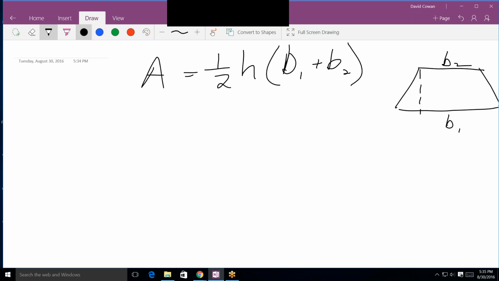We have to solve for base 2. Okay? So first I have to take out the parentheses. Good. Hold on.